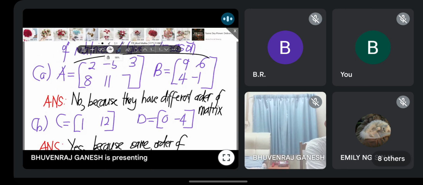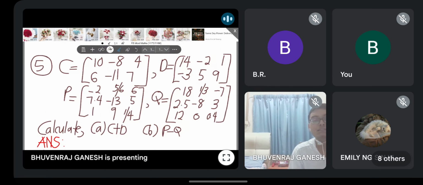They won't come out with this question and then suddenly ask you, find A plus B. Definitely you cannot solve the question. They will give you a question where you can add and subtract. So now the question will look something like this.